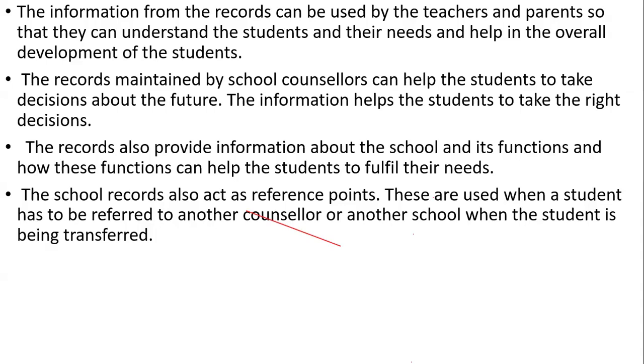The records maintained by a school counselor can help the students to take decisions about the future. The information helps the students to take the right decisions.